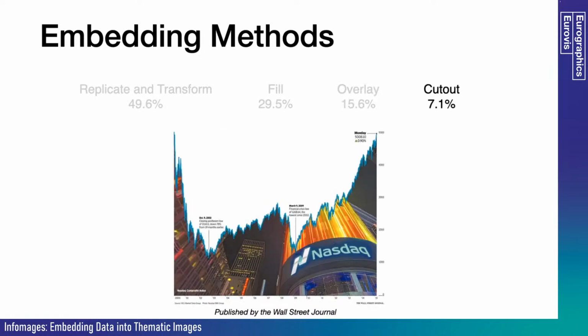The final technique we observed was a cutout technique employed in 7.1% of the graphics. This technique is straightforward. Here, the chart is used to cut out part of an image. In this example, a line or area chart was used to cut off the lower part of an image.